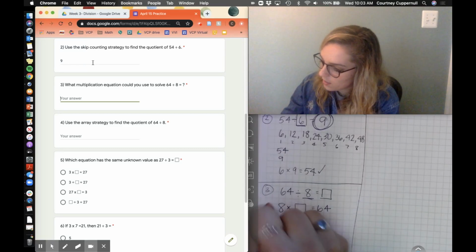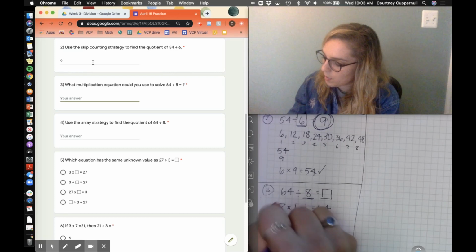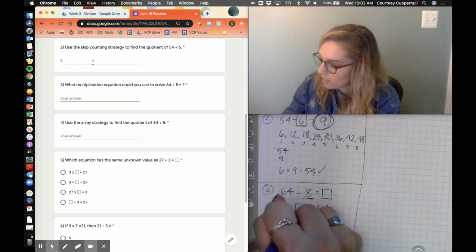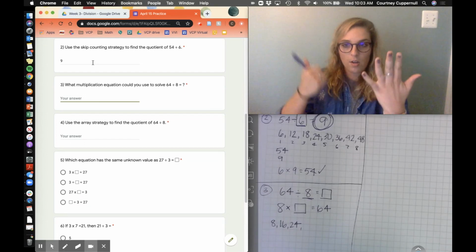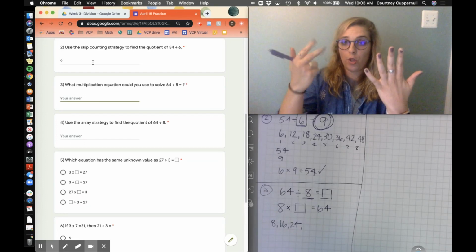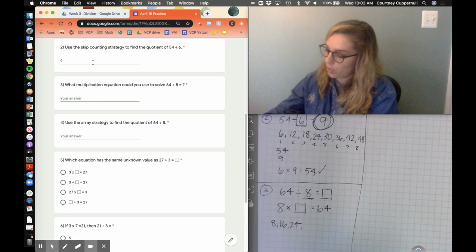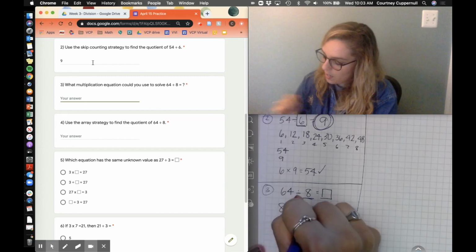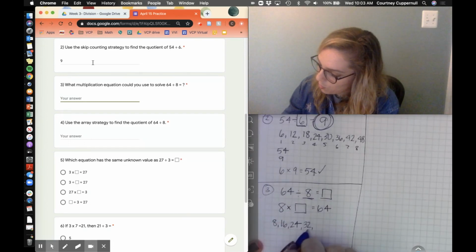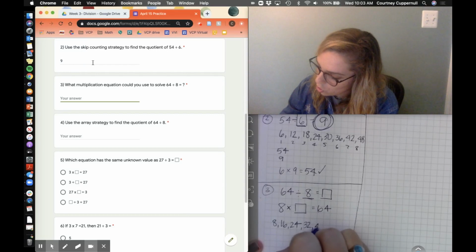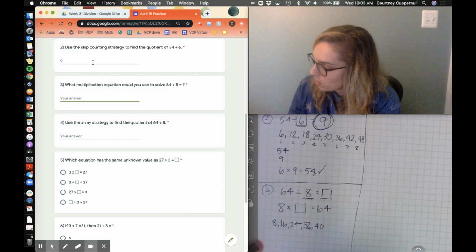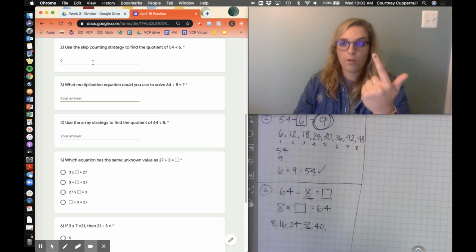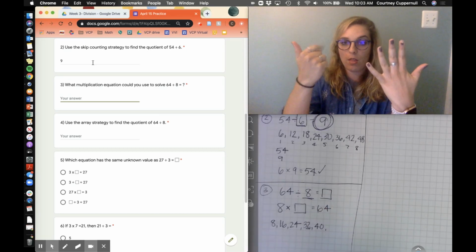8 plus 8 is 16, plus another 8 is 24, 24, 25, 26, 27, 28, 29, 30, 31, 32. I have 8 fingers up. I landed on 32. I know that 32 and another group of 8 will be 40, because 2 plus 8 equals 10. I can also double check by going 32, 33, 34, 35, 36, 37, 38, 39, 40.